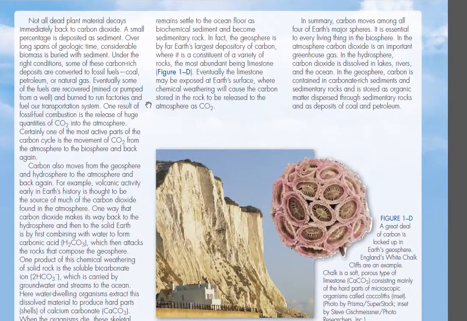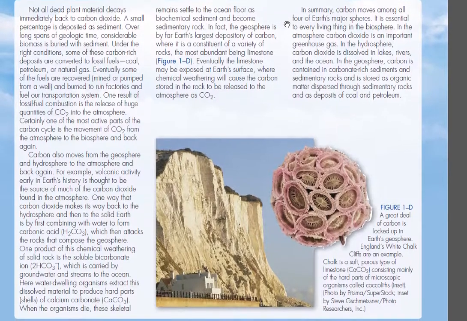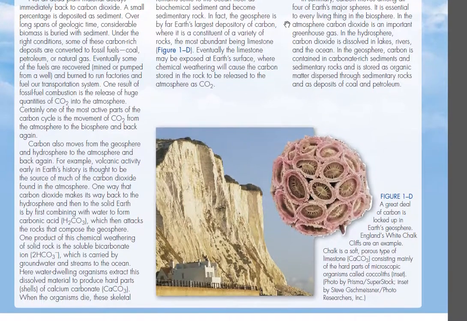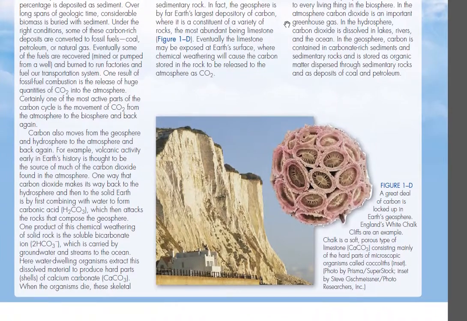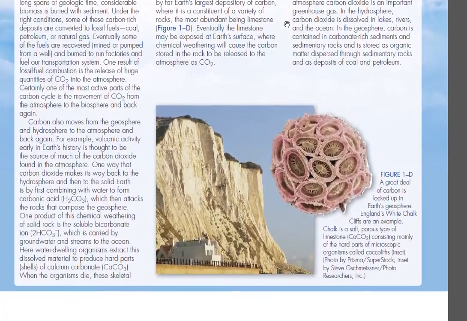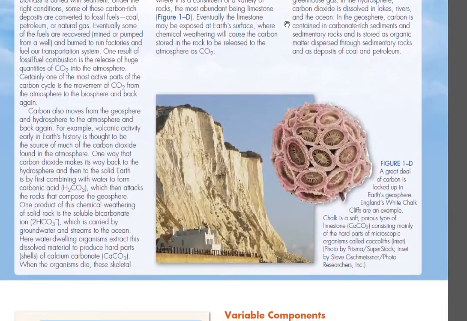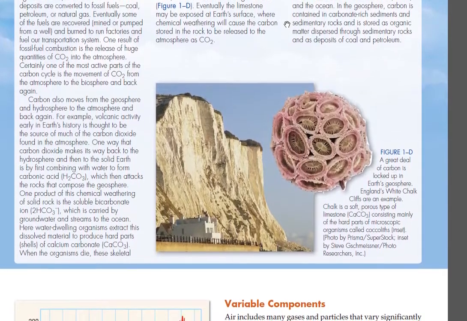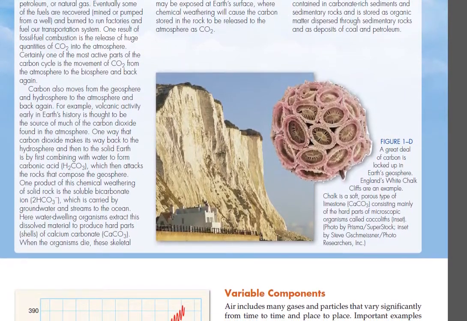In summary, carbon moves among all four of Earth's major spheres. It is essential to every living thing in the biosphere. In the atmosphere, carbon dioxide is an important greenhouse gas. In the hydrosphere, carbon dioxide is dissolved in lakes, rivers, and the ocean. In the geosphere, carbon is contained in carbonate-rich sediments and sedimentary rocks and is stored as organic matter dispersed through sedimentary rocks and as deposits of coal and petroleum.